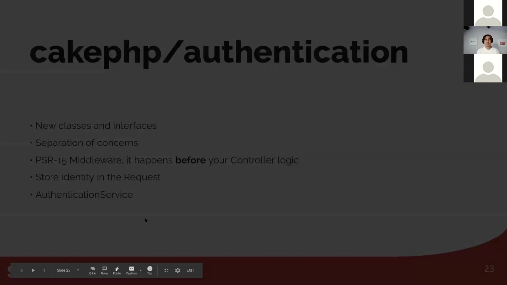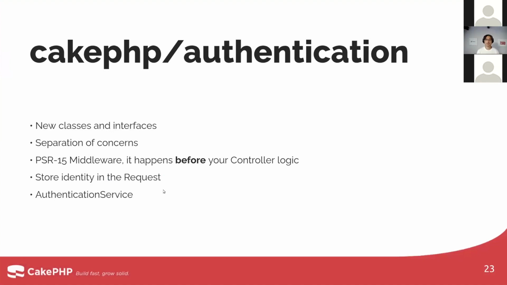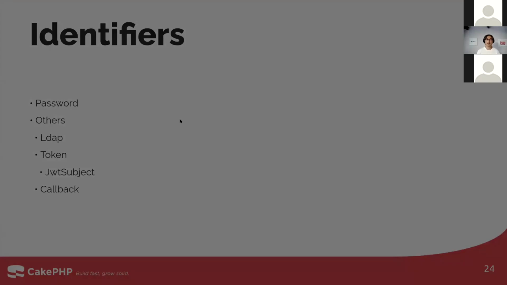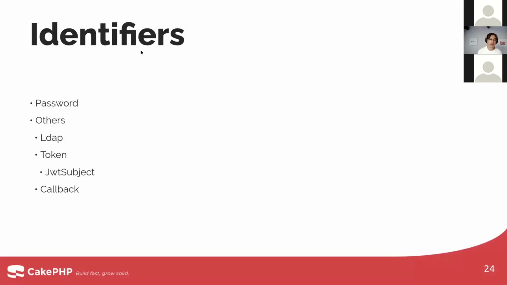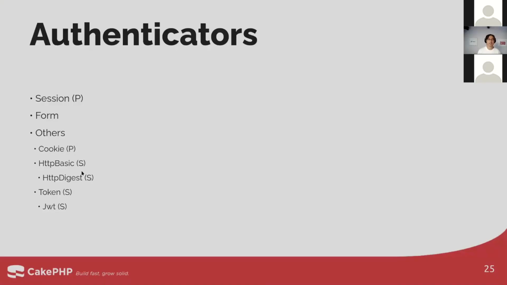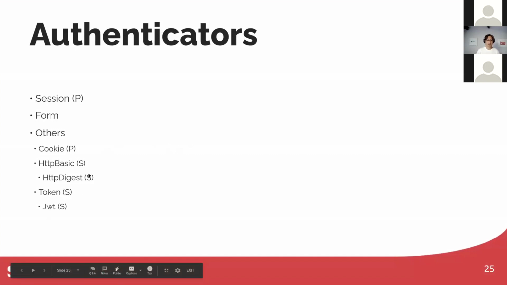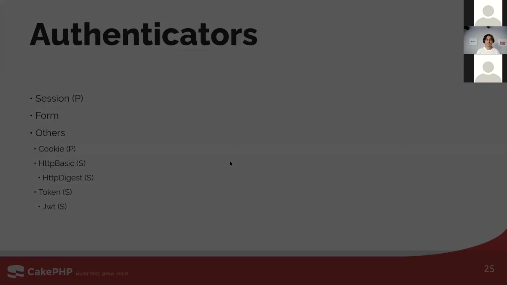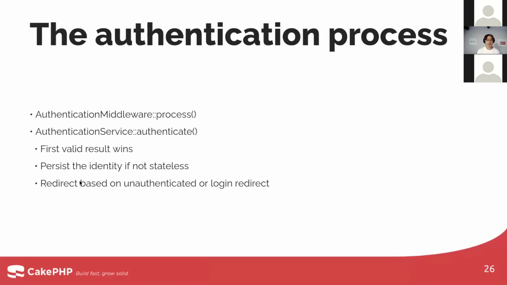We did this already here in authentication. Identifiers: well, we have a couple of identifiers available, like password, LDAP, token. We have a couple of authenticators defined as well. Some of them are stateless, some of them are not. So you can see an S here for stateless authenticators: session, form.